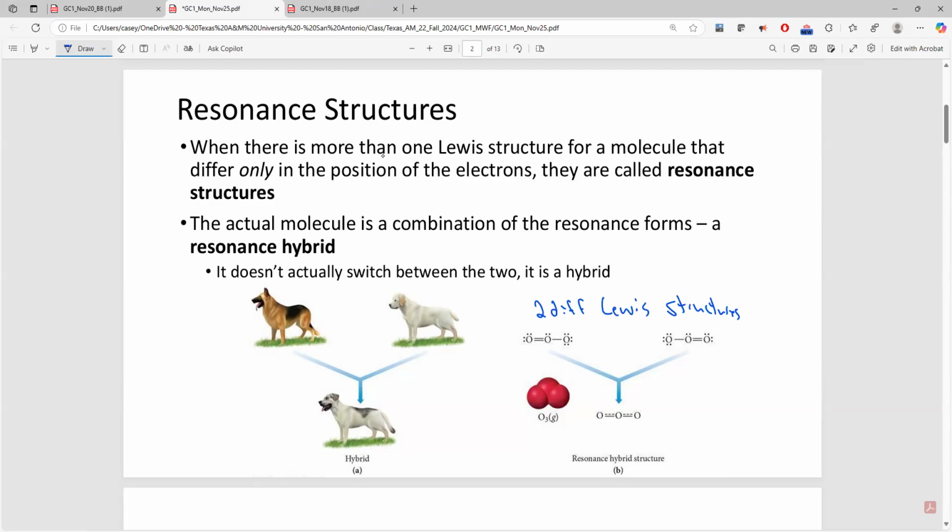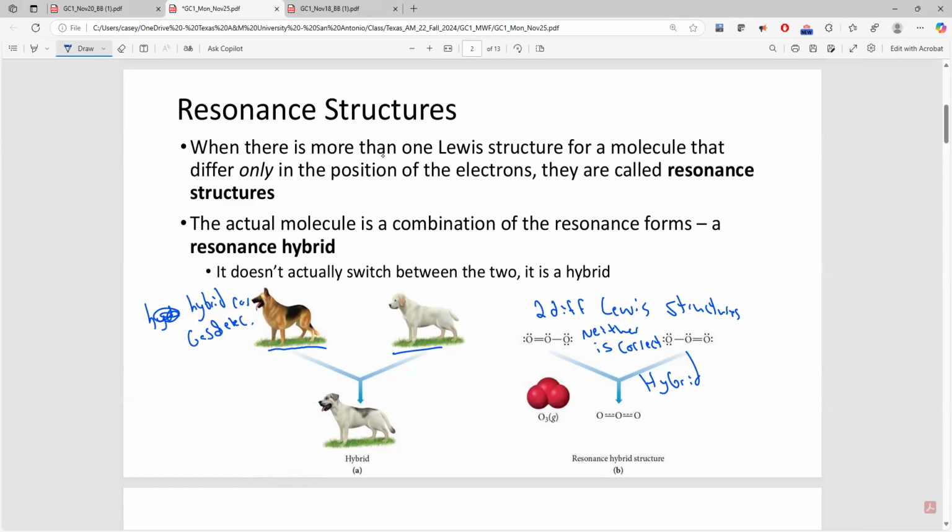In reality, neither of these is correct. Rather, it's a hybrid of the two, right? And so for a hybrid, we have an example here with dogs. I have two dogs. When they mate, they create a dog that's like half and half of each. You might also know that from hybrid cars. Hybrid cars use both gas and electric.